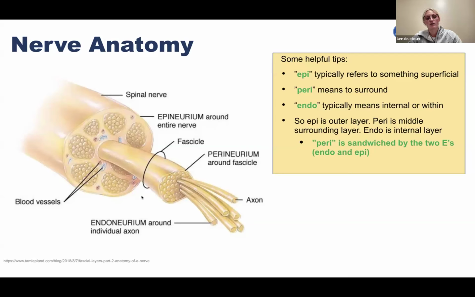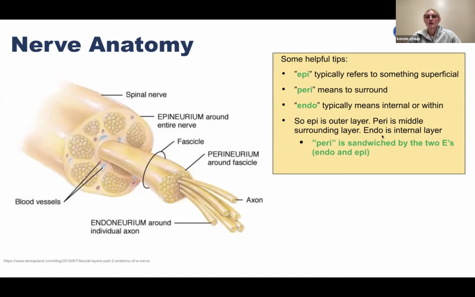And then within the fascicle itself, you're going to have the individual axons. And these individual axons are going to be surrounded by the endoneurium. And I think it's helpful to understand what these words mean so that you can easily remember if you get this on a test question or something. So if you look at the prefix epi, that usually means superficial, if you think of the epidermis of your skin. And then endo usually means within or internal. So I like to remember endo has an N in it and internal has an N in it, or within has an N in it.